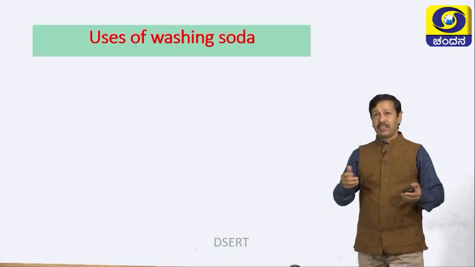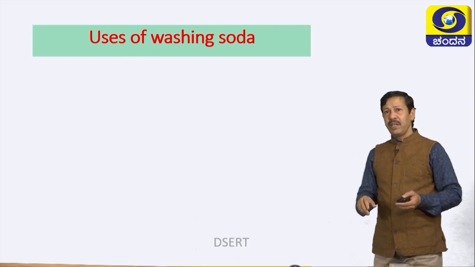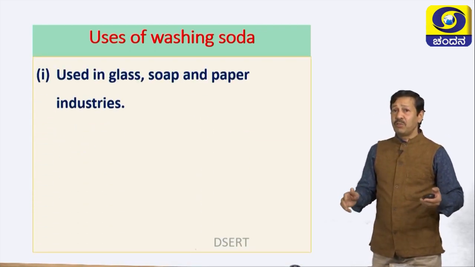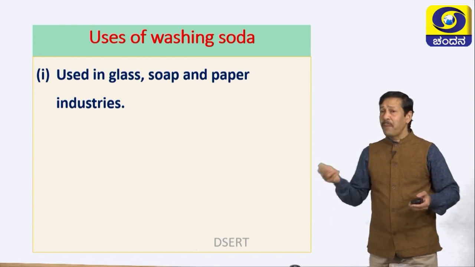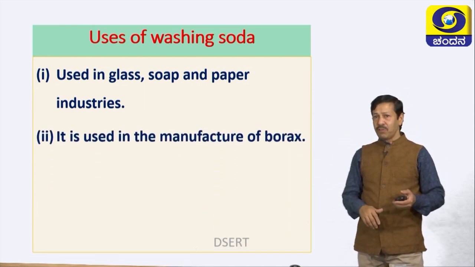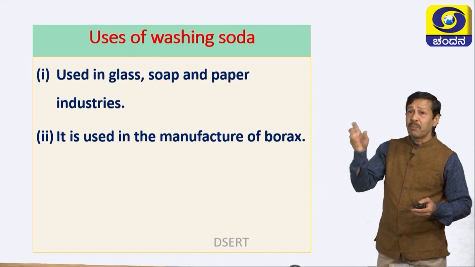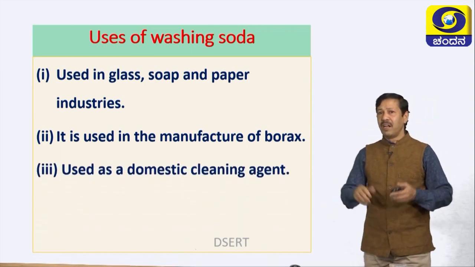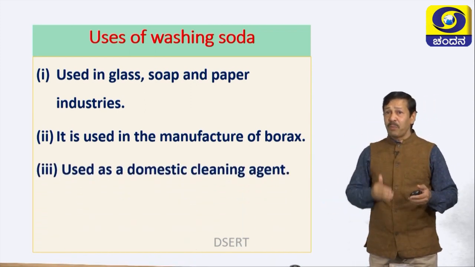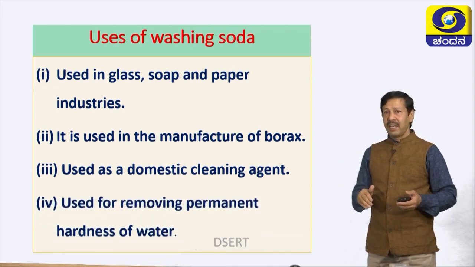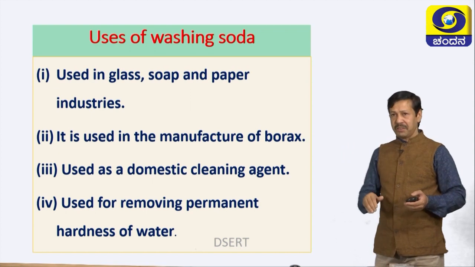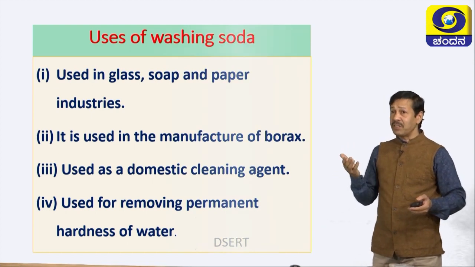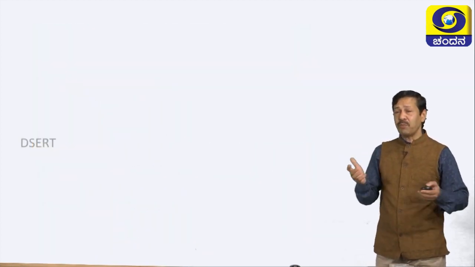The next one is uses. Sodium carbonate is used for many purposes, in the glass, soap and paper industries, and also in the manufacture of the sodium compound called borax. It is also used as a domestic cleaning agent and for removing permanent hardness of water. Thus it has many uses, a very important compound.